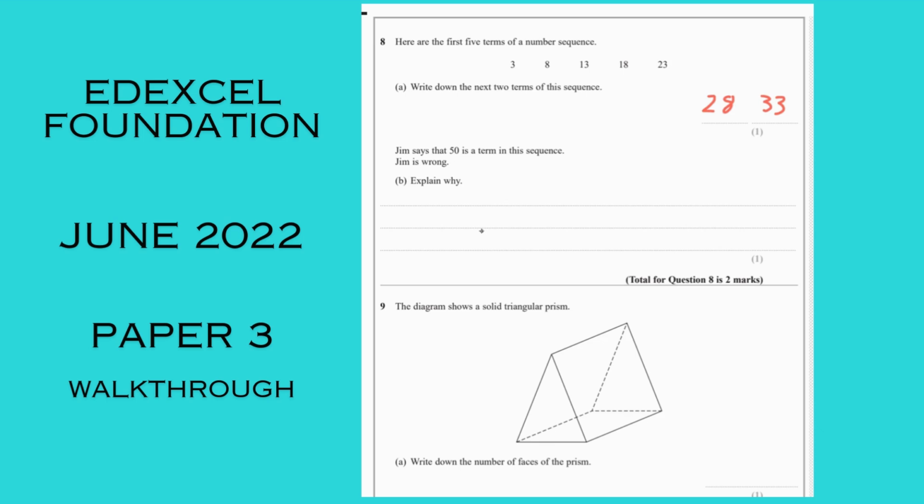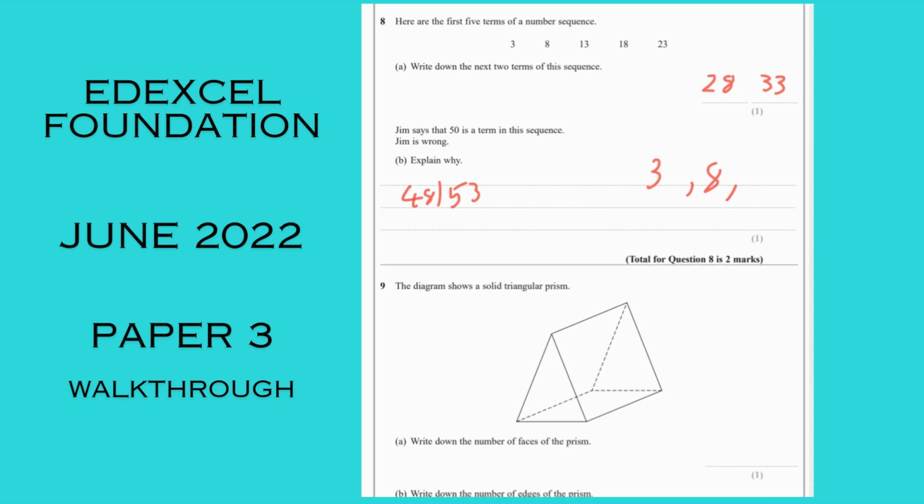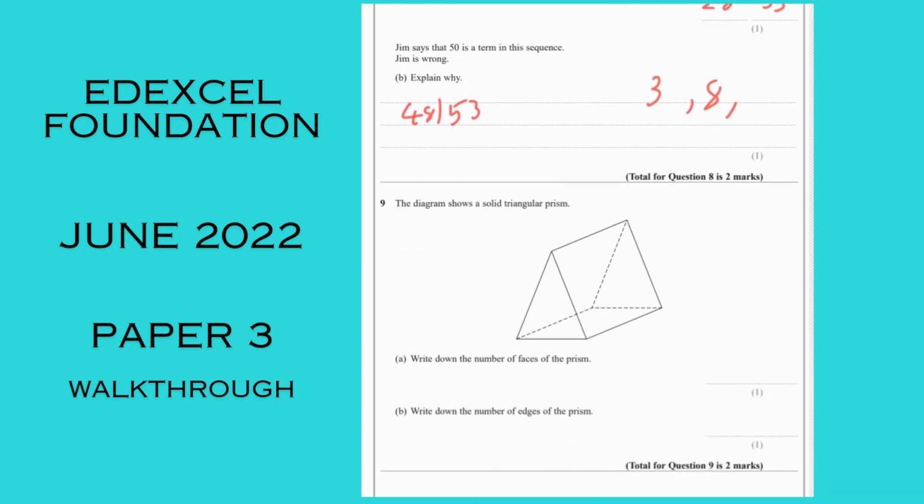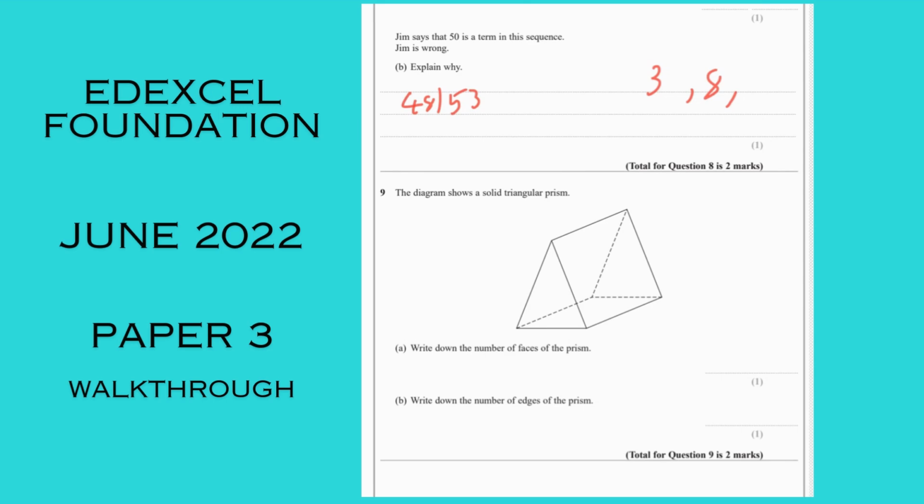Jim says that 50 is a term, and Jim is wrong. You could carry on the sequence. You'll soon get to 48, and you'll soon get to 53. Or you could explain that all the numbers in the sequence finish in 3 and 8, and 50 doesn't. Entirely your choice. I think I prefer the 3 and 8 version. Saves on the effort.